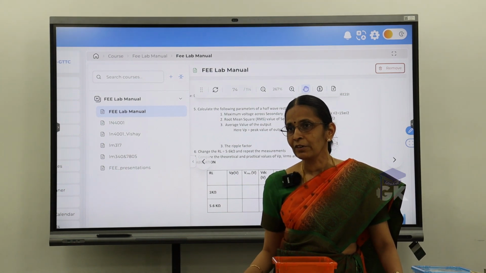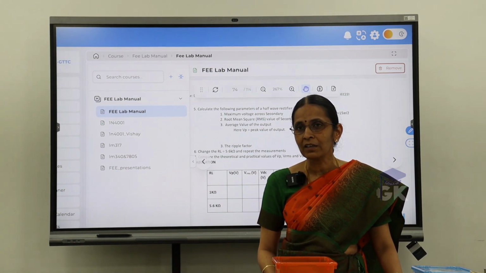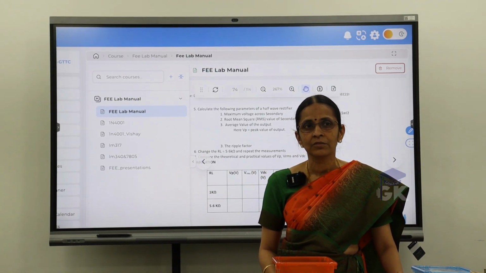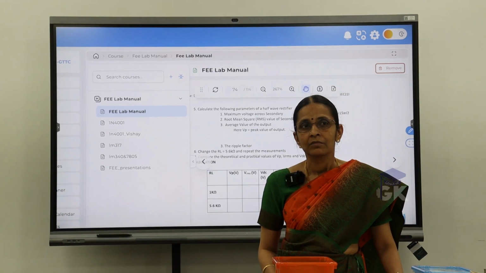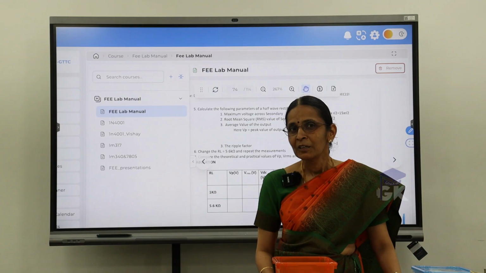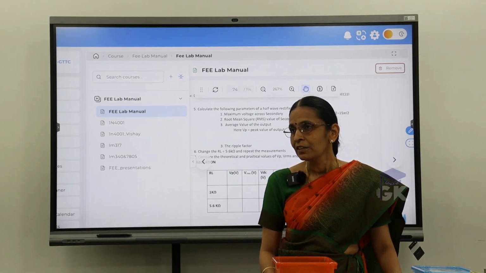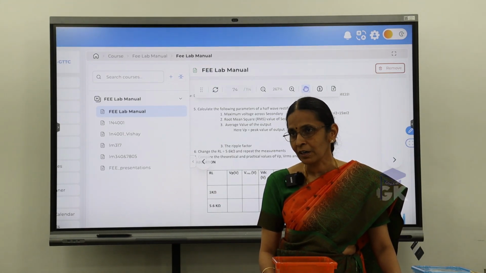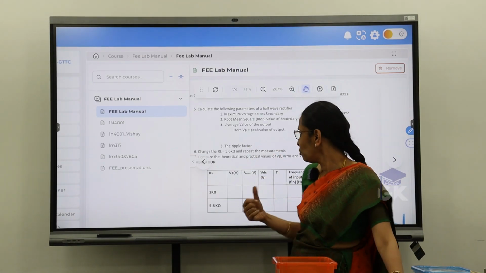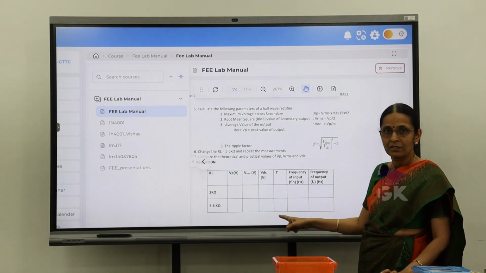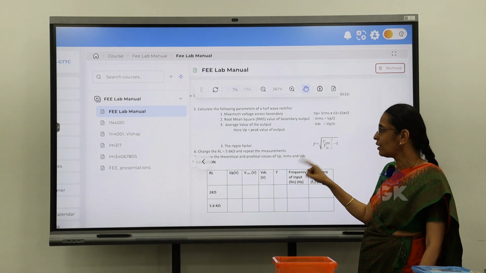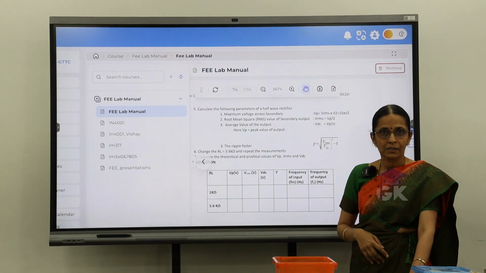Theoretical value, because if I have to tally whether practically I am getting it correct or not, I should know the theoretical value. What is the theoretical value? Before doing the experiment, first find out the theoretical value of the ripple factor for your half wave rectifier. You tell me the value, then practically you do, then you determine this ripple factor by applying this formula.